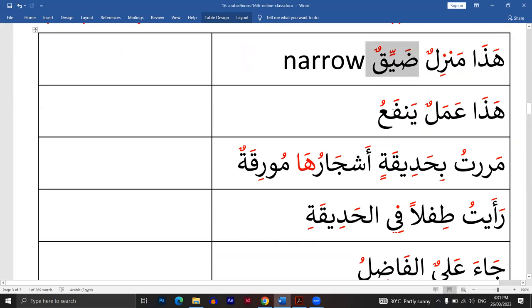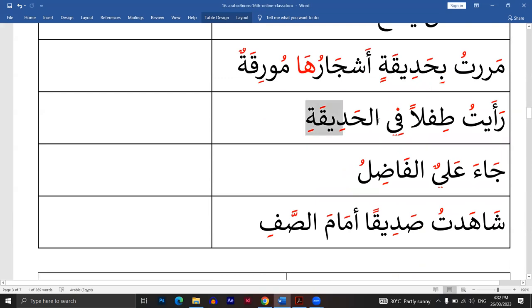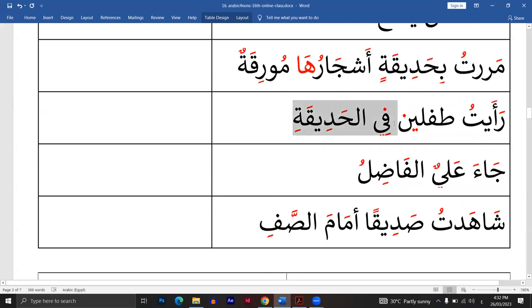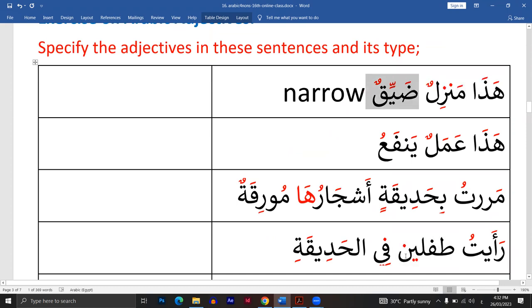Yes. It is following manzil. But here, is it following a tif? If for example, I said, ra'aytu tiflayn, ra'aytu tiflayn fil hadiqa. Is there anything that is going to change in this quasi sentence? I don't think so. Yes, exactly. So in quasi sentences, there is nothing to change, no matter what you change in the described. But in a single adjective, it follows the described noun in four things as we explained.